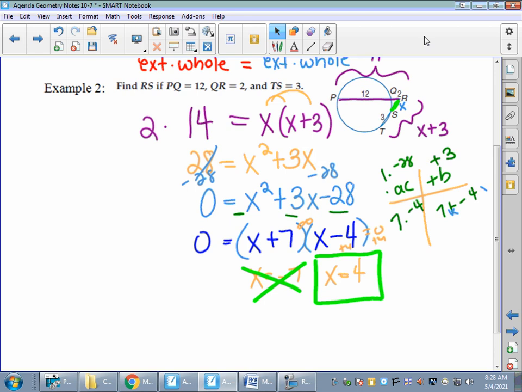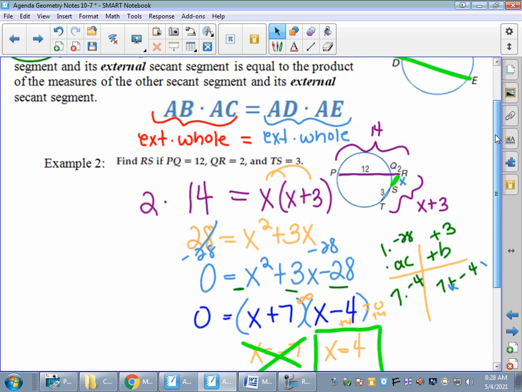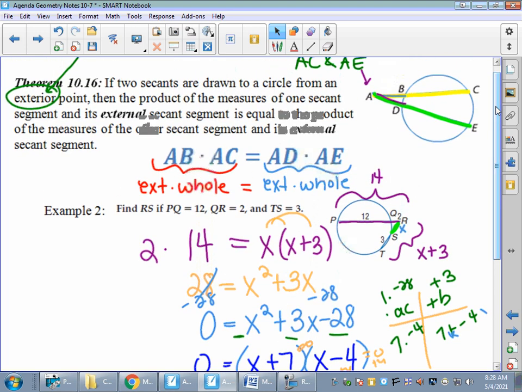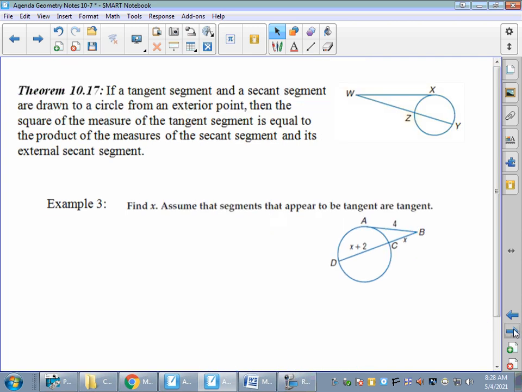So that was a good refresher for factoring. And again, if you need the quadratic formula, do a quick lookup and get that. You still use A's, B's, and C's. All right, so that's our second scenario. We've got two secants. They intersect outside the circle. So exterior times whole. Here's our third and final theorem.